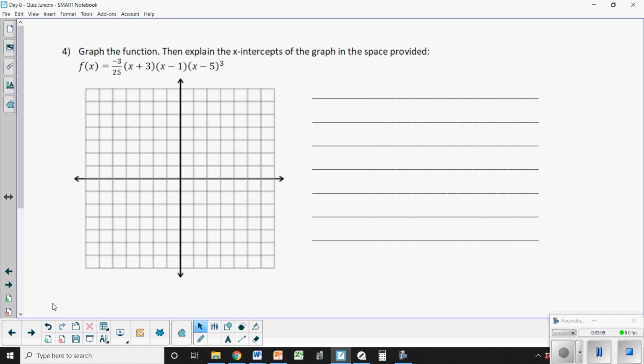In question number 4, graph the function and explain the x-intercepts of the graph in the space provided. So first graph the function, and then next to your graph, write out what each of those x-intercepts are. So explain what they are in that space provided.